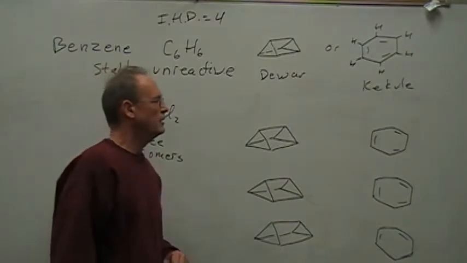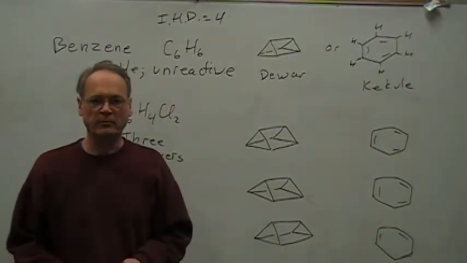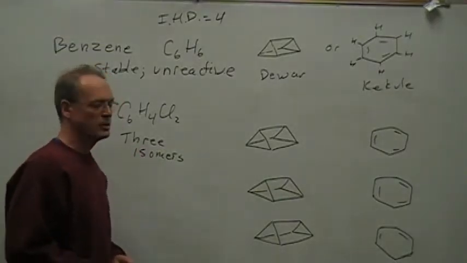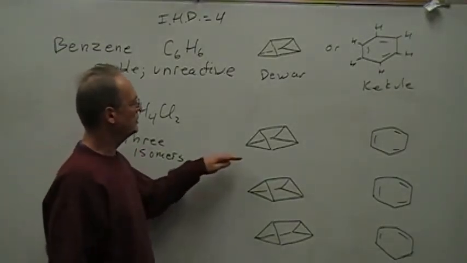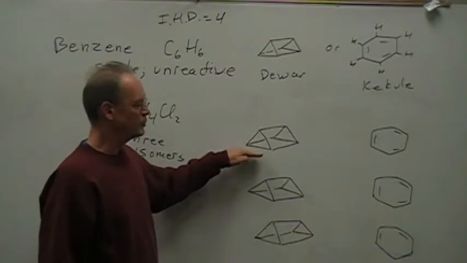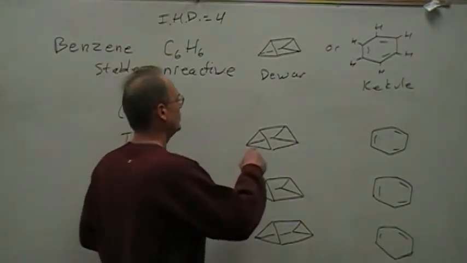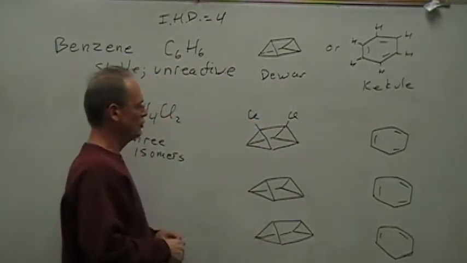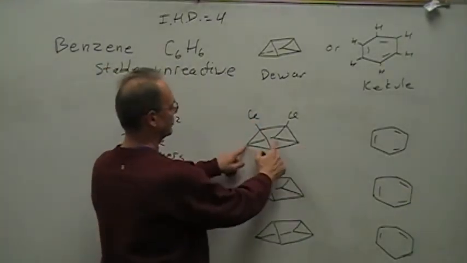Okay. I'm back. I'm going to solve the problem for you now. Hopefully you paused the video and worked on the problem yourself a little bit. But let's go ahead and draw them out. Okay, so how could we put 2 chlorines onto a prism type structure like this? Well, you could put them on like that, which would be the same as putting them on here and here, or here and here.